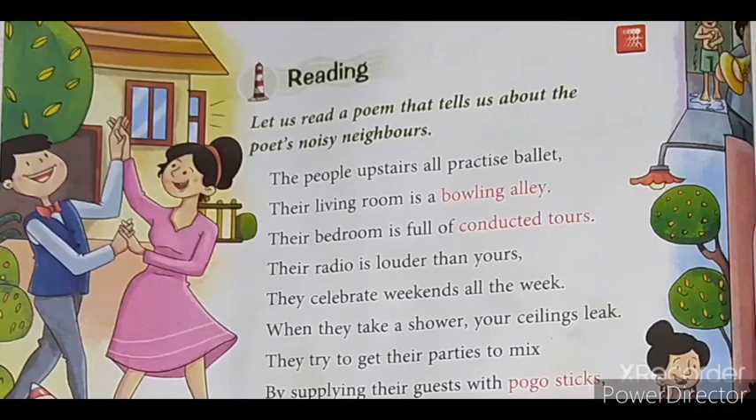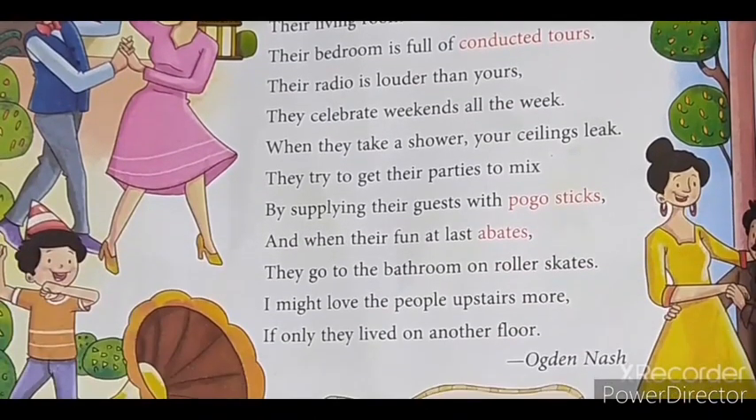Students, the people upstairs all practice ballet. Their living room, that means hall, is a bowling alley. It's a kind of game, a long narrow area for bowling. Their bedroom is full of conducted tours, guided tours. Their radio is louder than yours. That means their radio keeps high volume. They celebrate weekends all the week. So in the weekend, they sing, dance and play together. Next 5 lines.